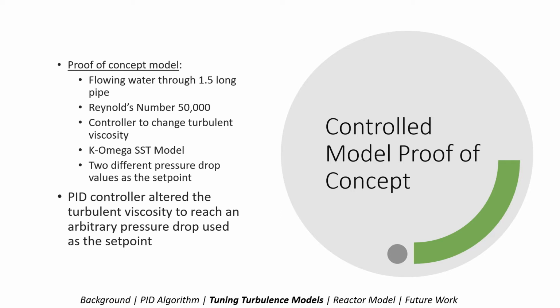The current testing procedure just coupled a controller to an SST model for this study. The controller measured the pressure on the inlet and changed the turbulent viscosity value to alter the pressure drop through the pipe. This simple proof of concept for tuning turbulence constants will then be able to be applied to more complex models in the future.